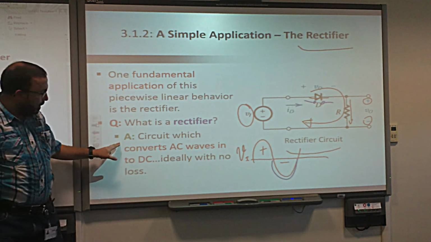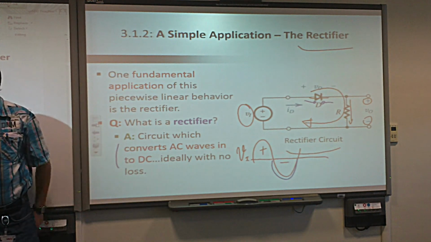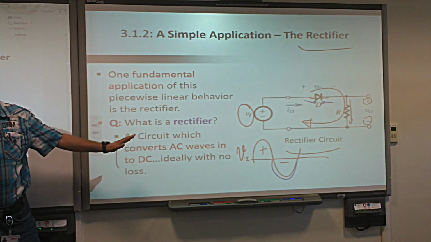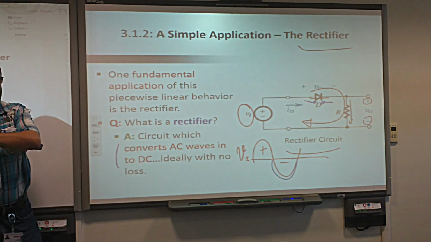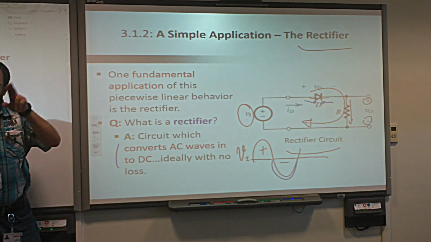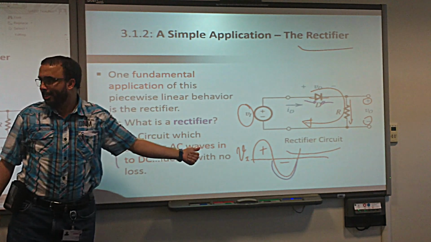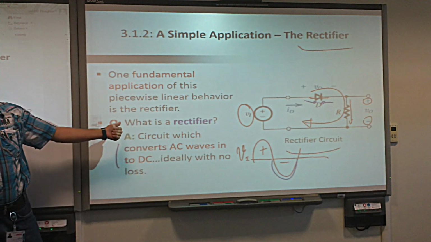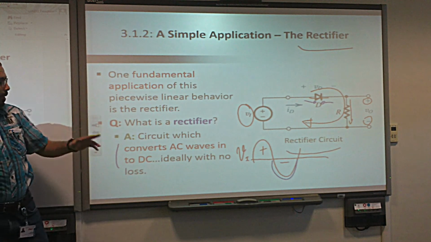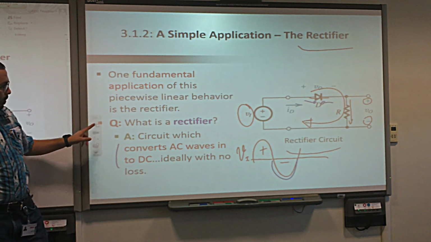Good, and that's why we use it mainly in AC to DC converters. This is one of the stages to convert an AC source to a DC source. We need the rectifiers. Did you get that? Is it clear? Boom. The output is always positive.